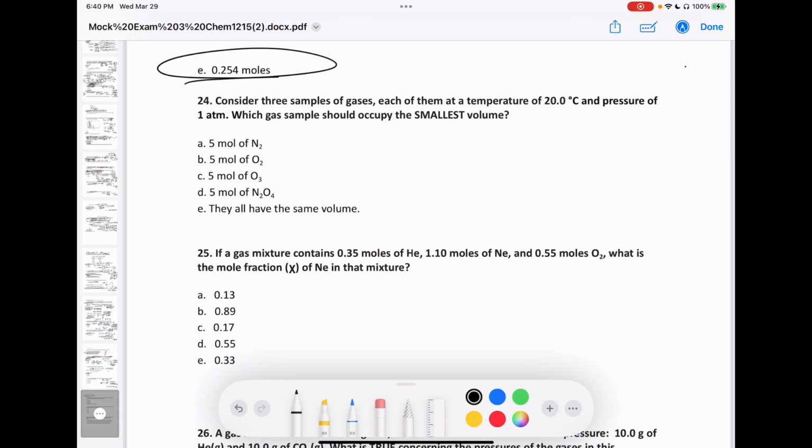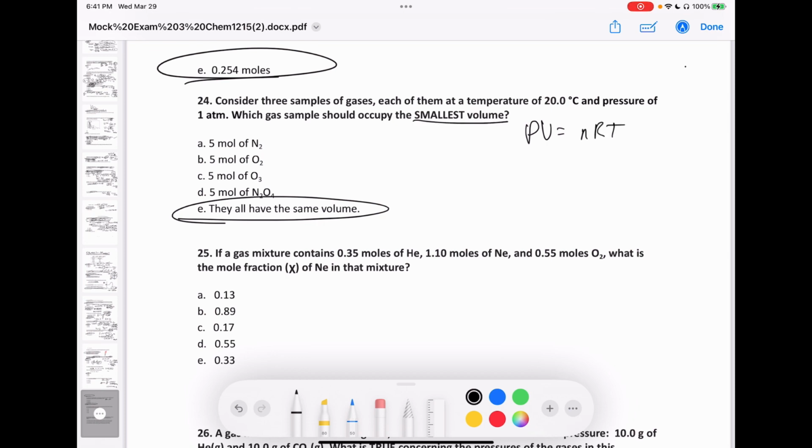Consider 3 samples of gases, each of them at a temperature of 20 Celsius and a pressure of 1 atm. Which gas should occupy the smallest volume? And this is kind of another extension of the assumptions we make about ideal gases, that the gases occupy a negligible volume. So it actually doesn't matter for the same molar amount. The ideal gas law doesn't discriminate against which gas you're using because we assume that they're so small that it doesn't really matter. So they do actually all have the same volume, but we can look at the ideal gas law just to check it out.